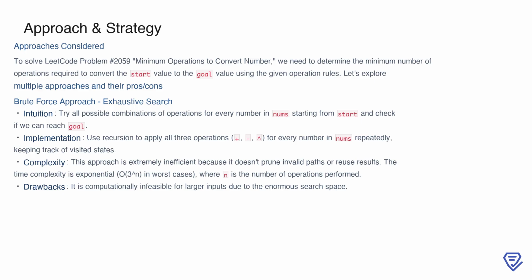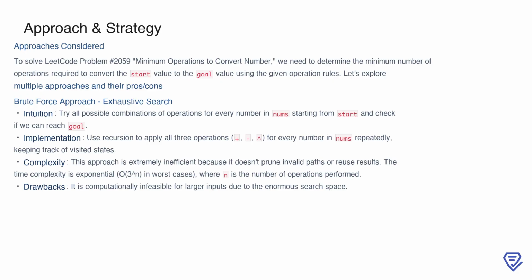To solve the problem of converting the start value to the goal value with the minimum number of operations, we first considered a brute force approach. The intuition behind this method is to try every possible combination of the 3 operations, addition, subtraction, and XOR, for every number in the array nums. Using recursion, we can explore all potential paths to see if the goal value can be reached.